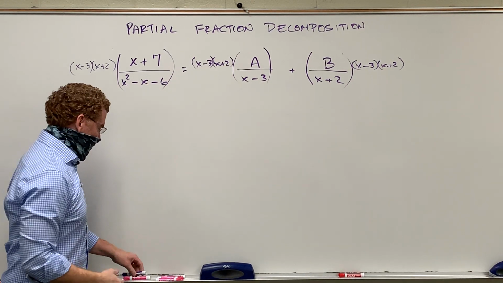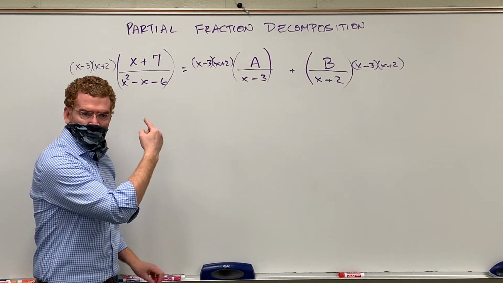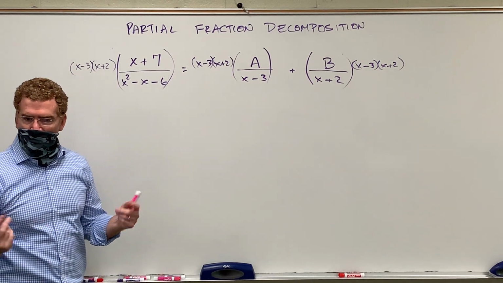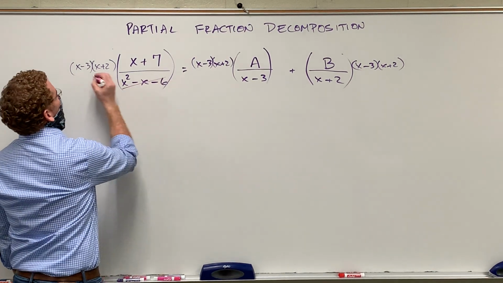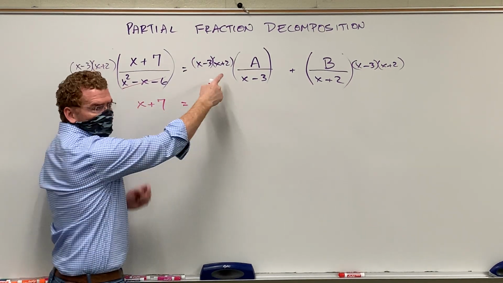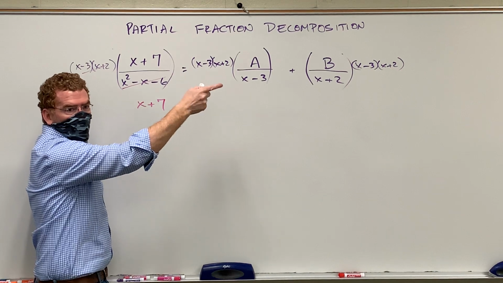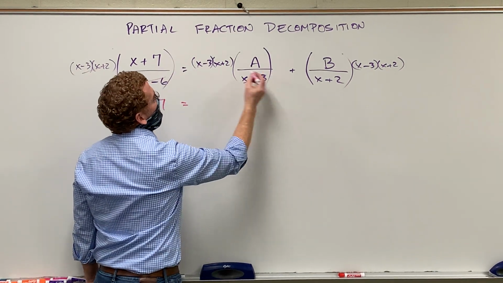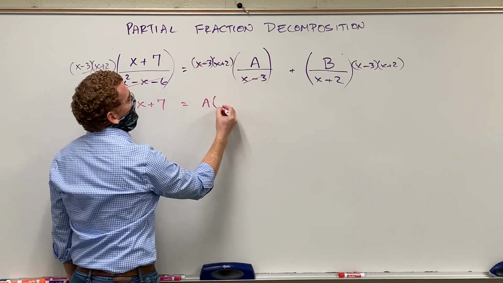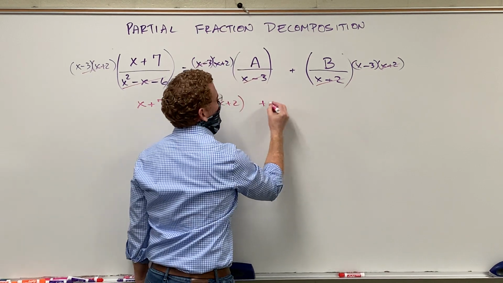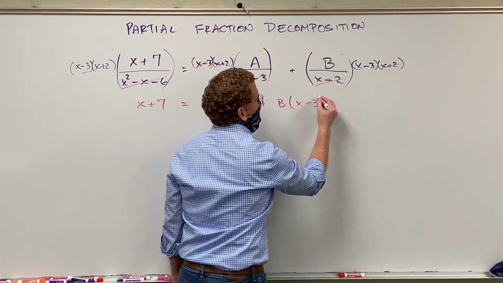And when I do that, what happens to the term on the left? So everything cancels, which was my goal. And what happens to this? Only the, what? The x minus 3's cancel. That leaves me this. And here only the x plus 2 cancels, and that leaves me this.